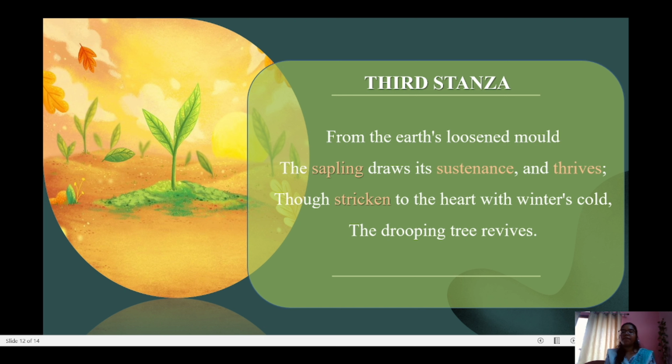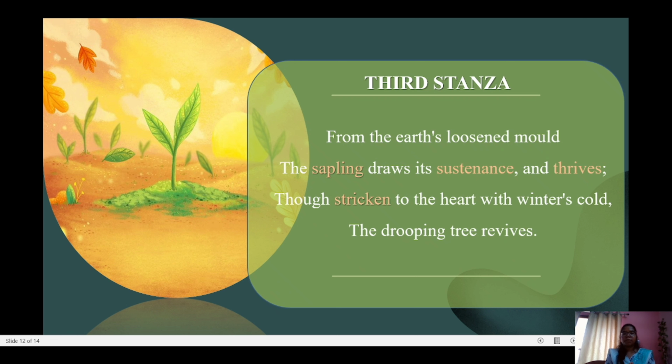Okay, so now we are finally at the third stanza, which is going to be the final stanza for today's lesson. So let's read it. From the earth's loosened mold, the sapling draws its sustenance and thrives. Though stricken to the heart with winter's cold, the drooping tree revives. Now let me break that down for you in a simple way.